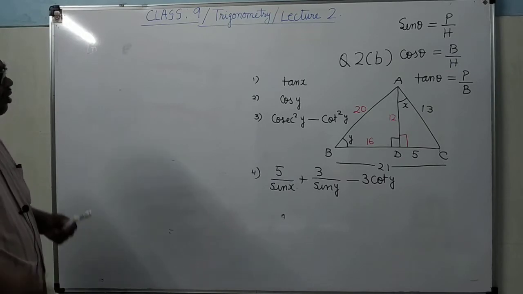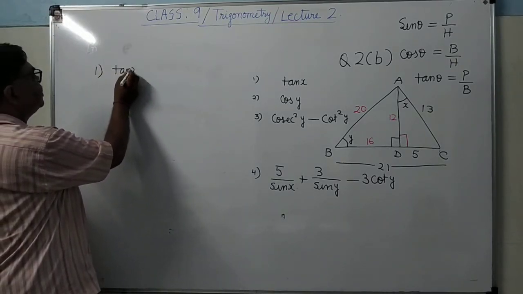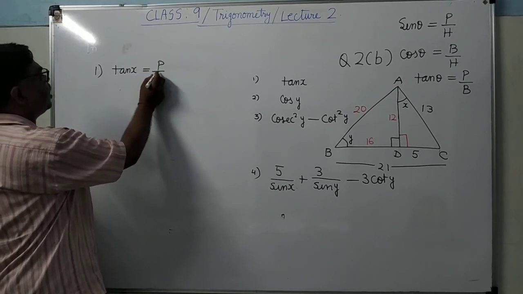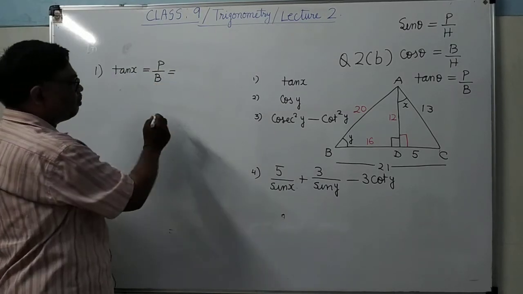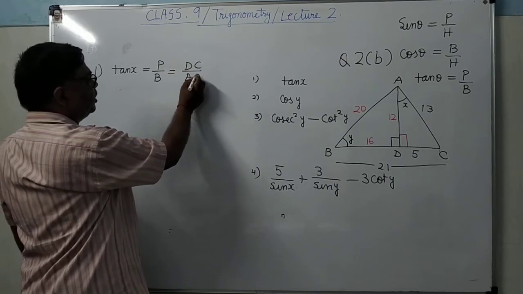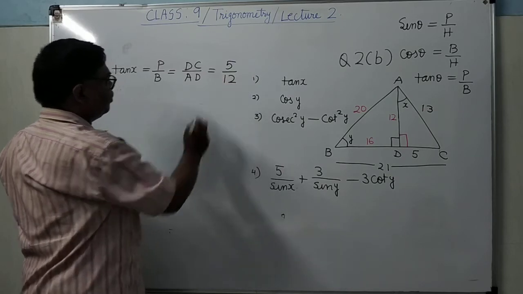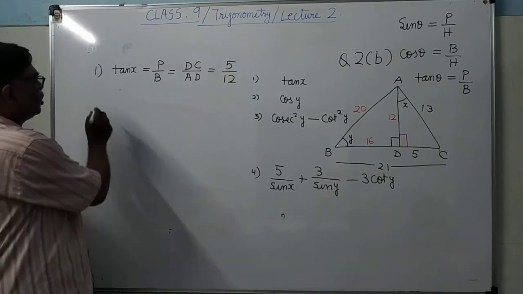So see here, what will be tan x? Tan x equals perpendicular upon base. What is perpendicular? DC. Base is AD. DC is given 5, AD is given 12. It's clear? Then cos y.